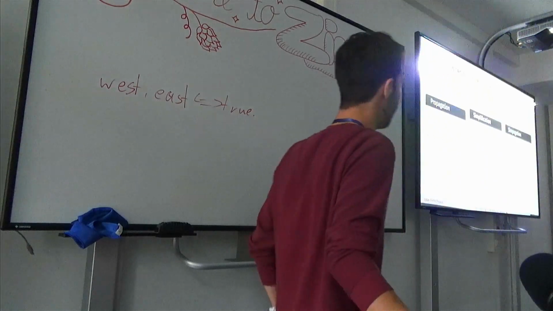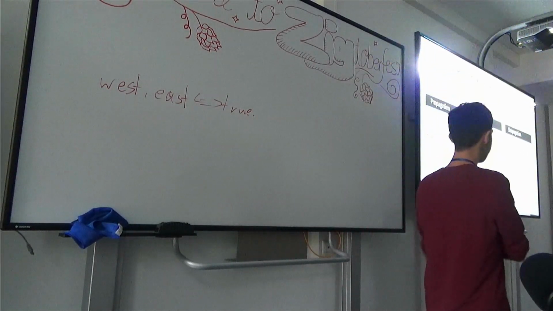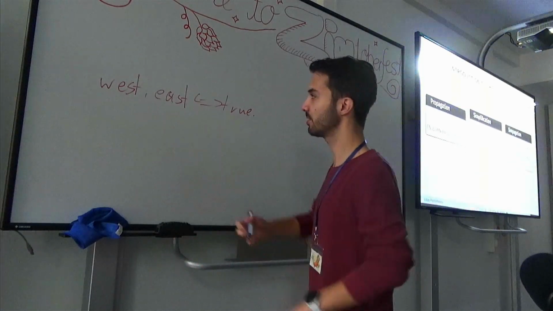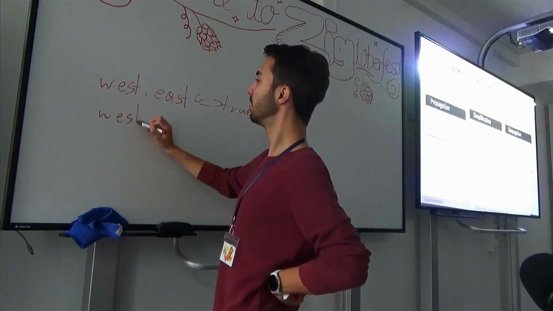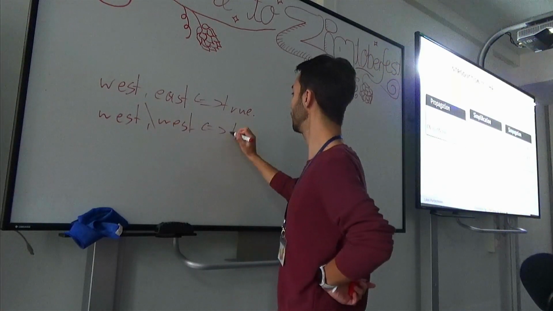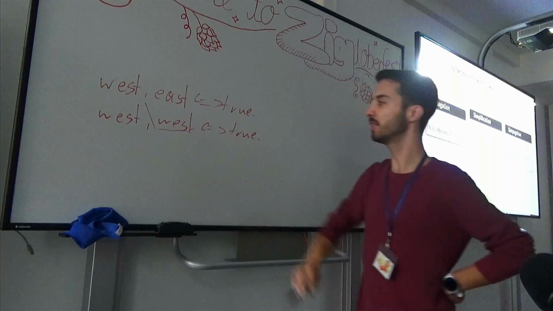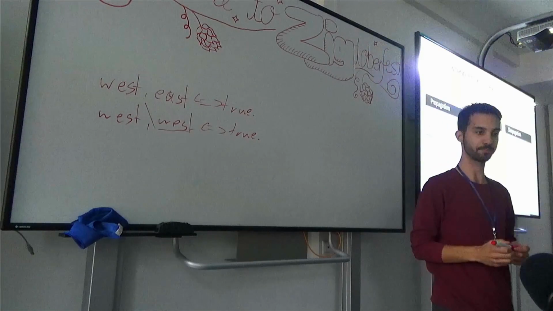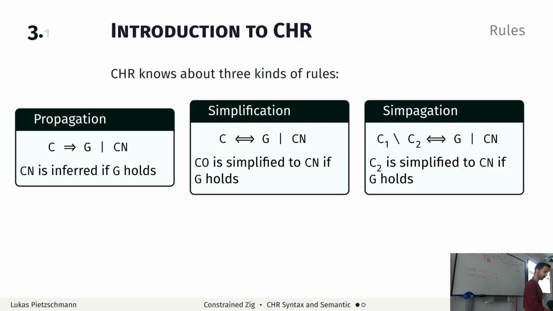And lastly, we also already have seen simplifications. We don't do anything to the first constraint, but we remove the second constraint in the head. This is often used to get rid of maybe duplicate information. So imagine we have two west constraints. Then the second one here is kind of irrelevant. We already know this information, so we can just remove it. Great.